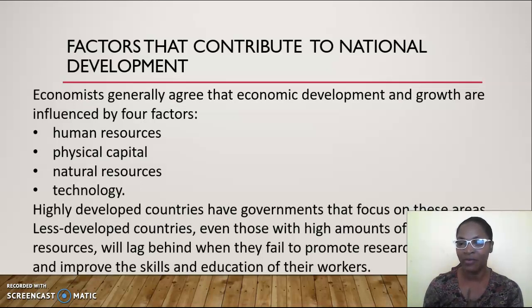So the quality of life of people will improve if the education level of the citizens is high, if the health care for citizens is good, and all these things are in place, then of course the quality of life in Jamaica would be better.